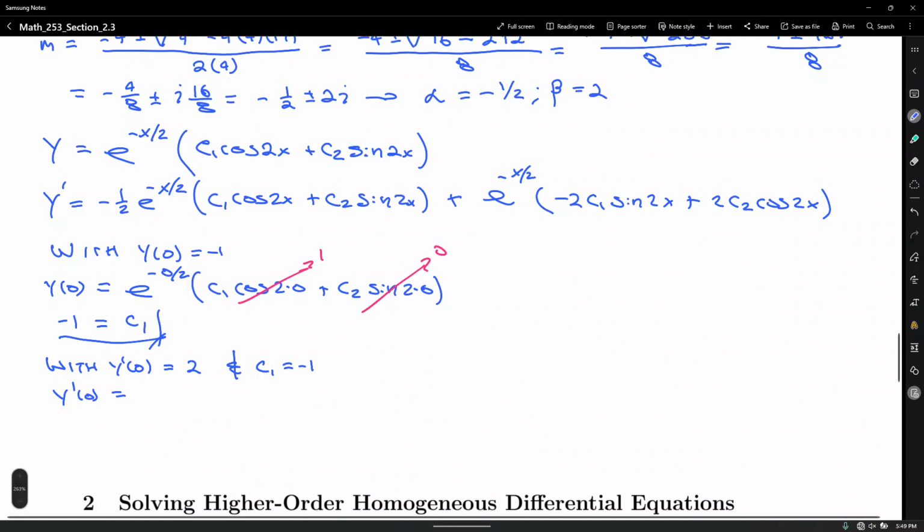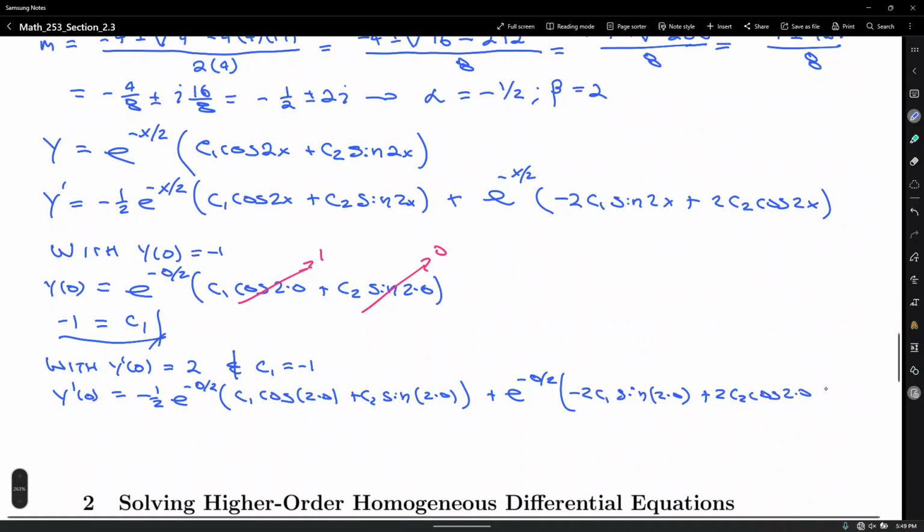negative 1/2 e to the negative 0 over 2 times, it's going to be a mess, c1 cosine of 2 times 0 plus c2 sine of 2 times 0, plus another e to the negative 0 over 2 times negative 2 c1 sine of 2 times 0, plus 2 c2 cosine of 2 times 0.